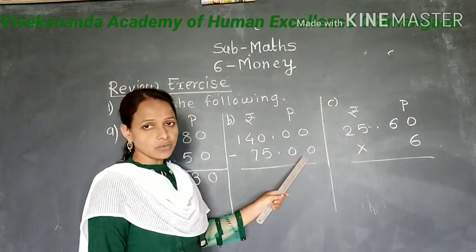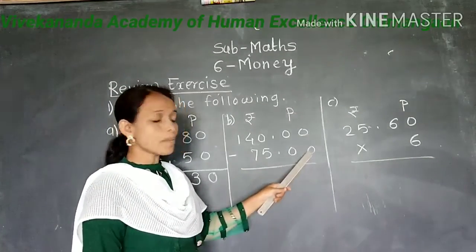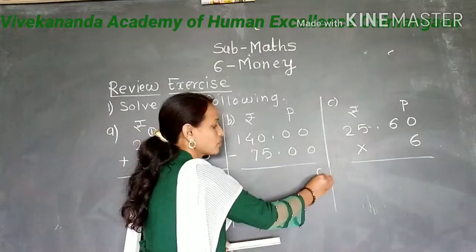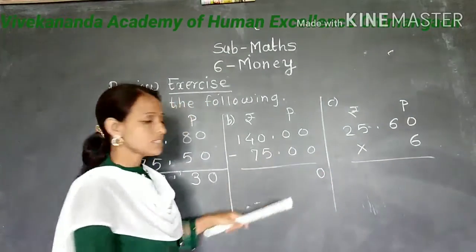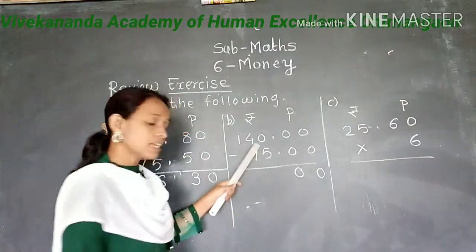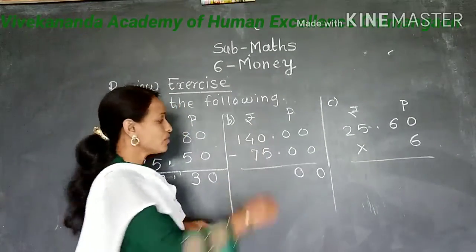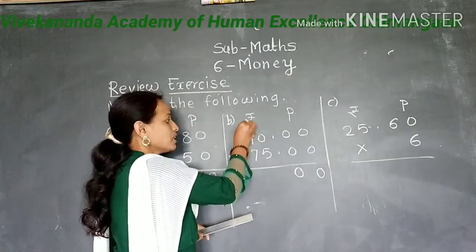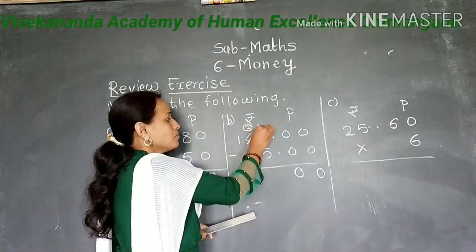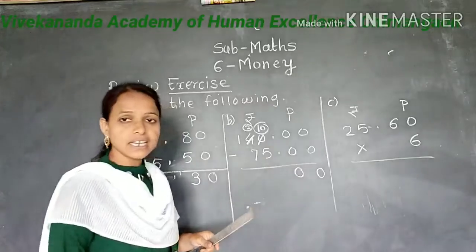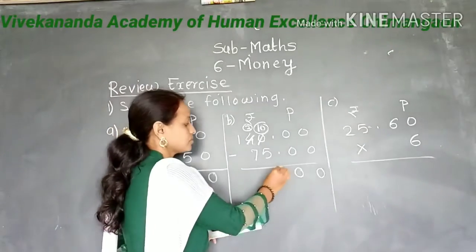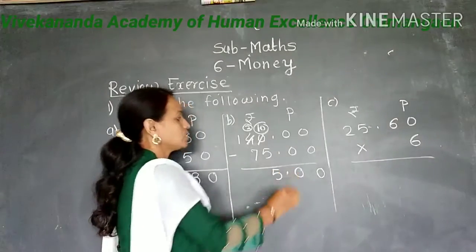We have to start from the right side. 0 minus 0, 0. 0 minus 0, 0. Now here we cannot subtract 5 from 0. So we have to borrow. We borrow 1 from 4. So here 3 remains and 0 becomes 10. 10 minus 5, 5. Now here put the dot.